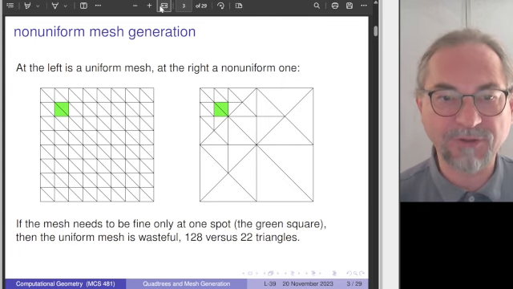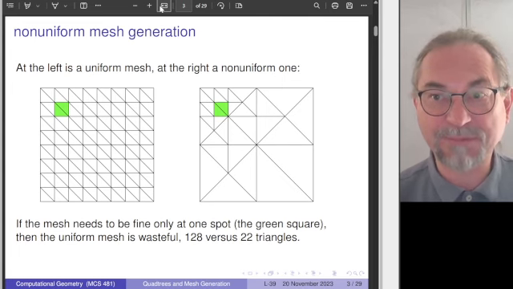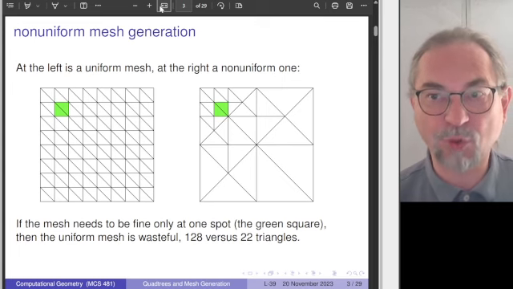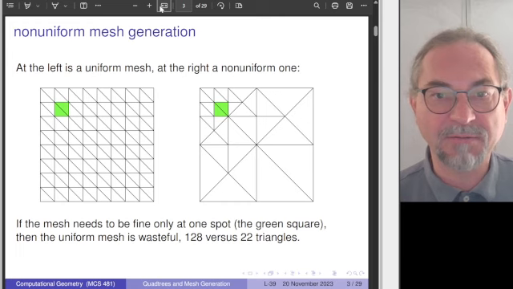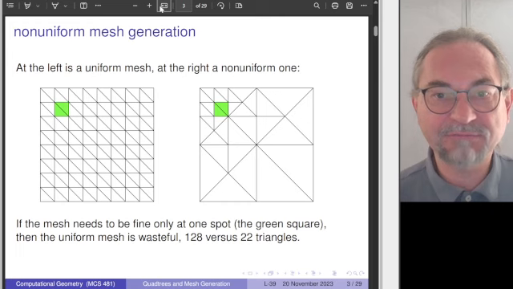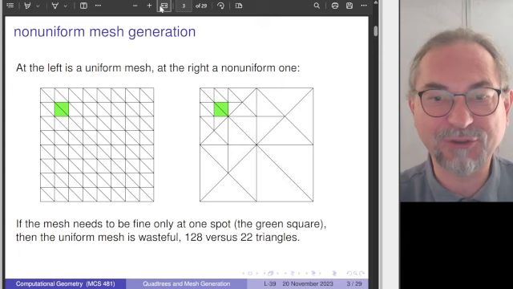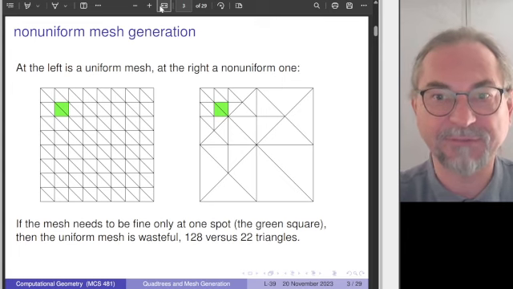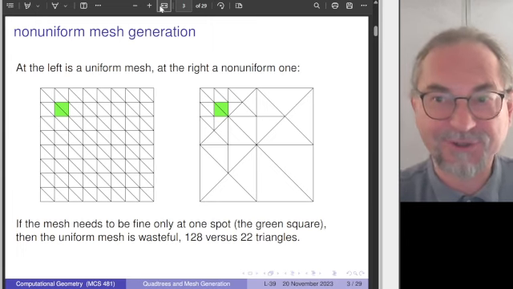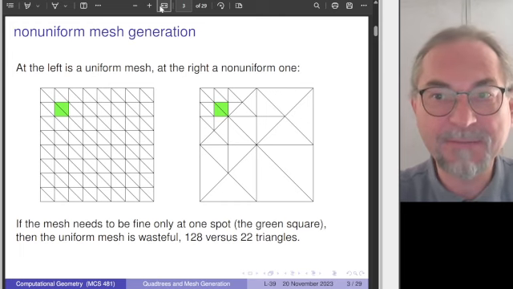So if we focus on the green spot, that might be the green square. That might be one spot where you need to work with very small triangles. But it might be that anywhere else on your mesh you are fine with a much more coarse subdivision.